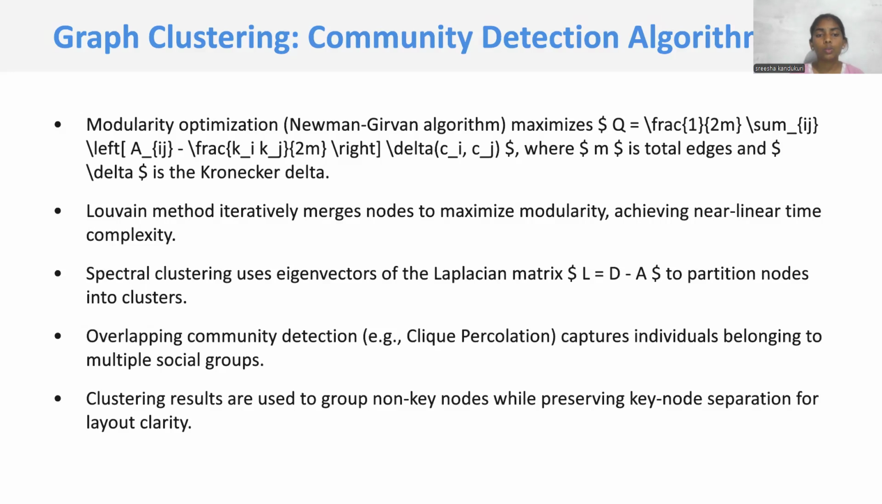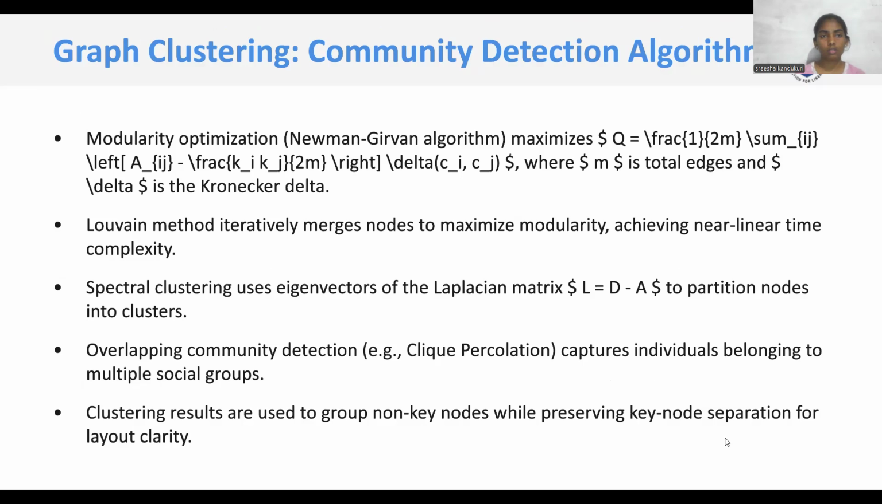Spectral clustering uses eigenvectors of the Laplacian matrix to partition nodes into clusters. Overlapping community detection, for example clique percolation, captures individuals belonging to multiple social groups. Clustering results are used to group non-key nodes while preserving keynode separation for layout clarity. These are called graph clusterings.